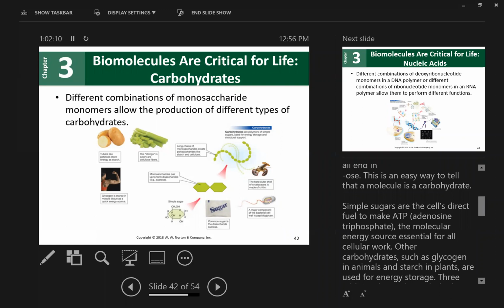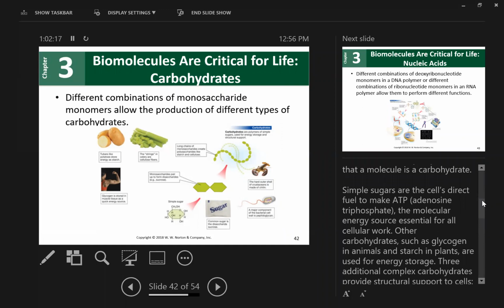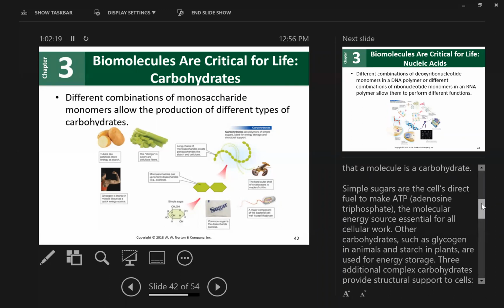Some other carbohydrates such as glycogen, which is in animals, and starch in plants, are also used for energy storage. So there's a difference there between energy that's being used immediately and energy that's being stored.